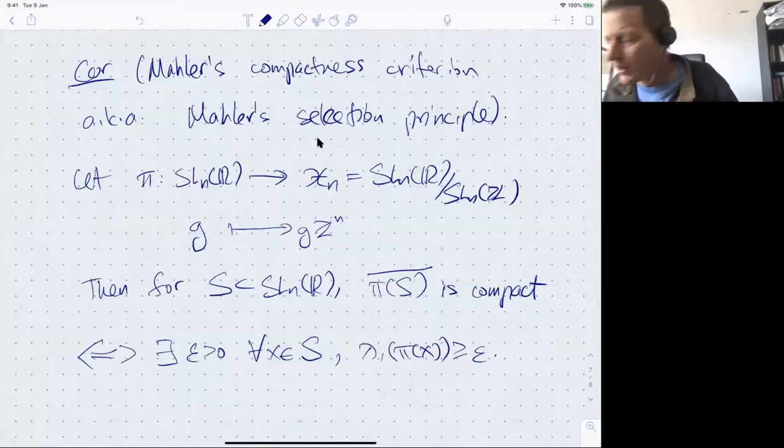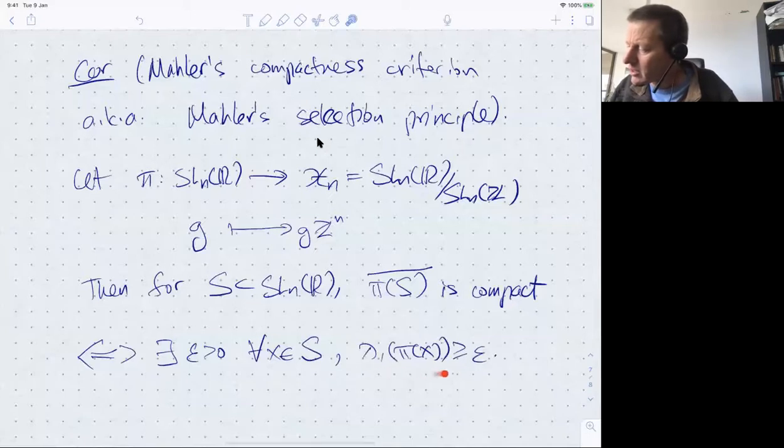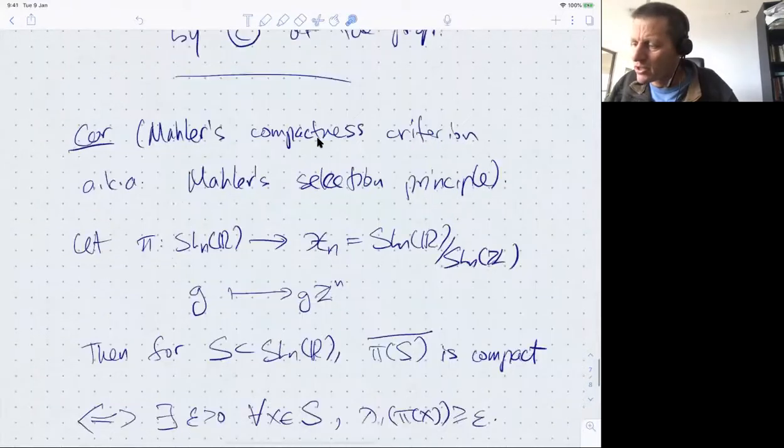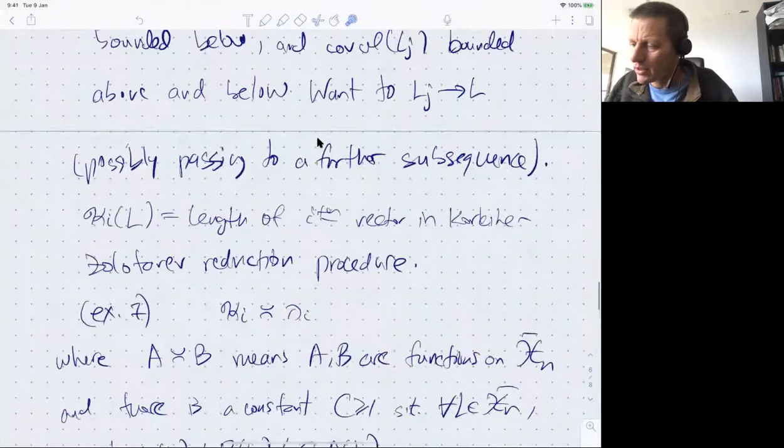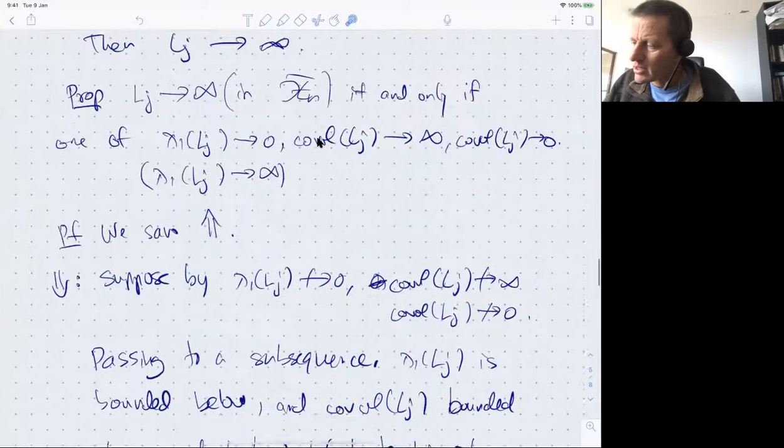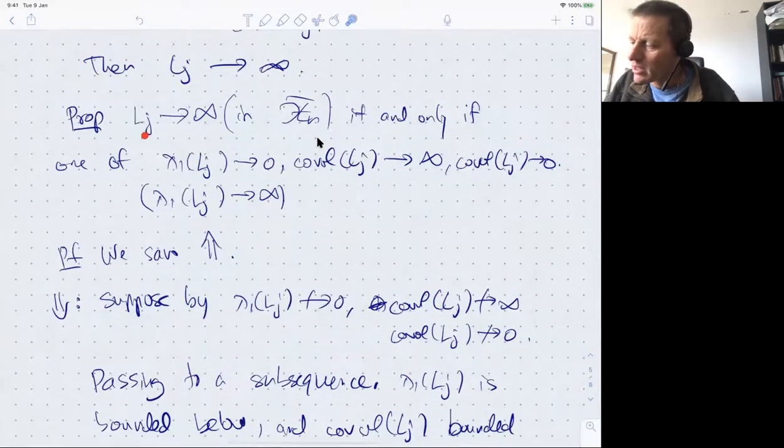So I don't even need to prove this. Basically what this is saying is that on the image of S, lambda 1 is bounded below. And the previous proposition said that every sequence has a convergent subsequence if and only if all of these happen, lambda 1 is bounded below. So the only reason to go to infinity is for lambda 1 to go to 0.